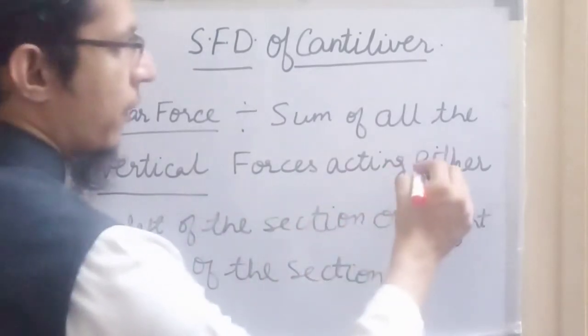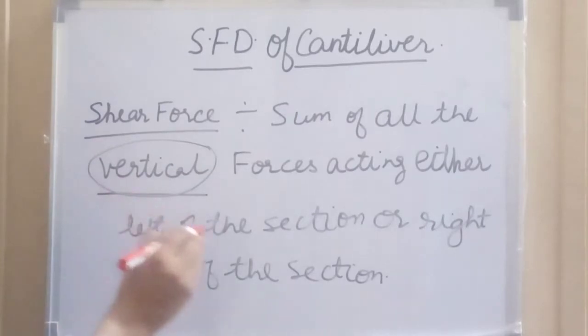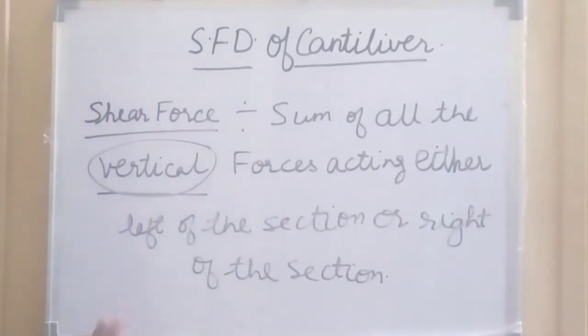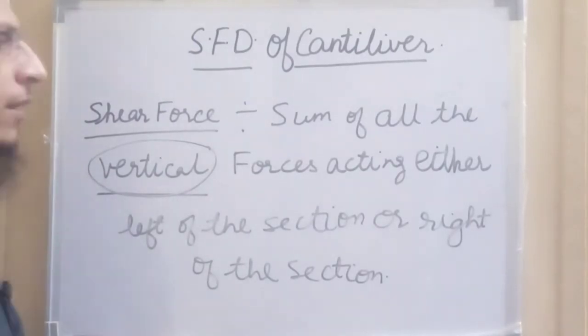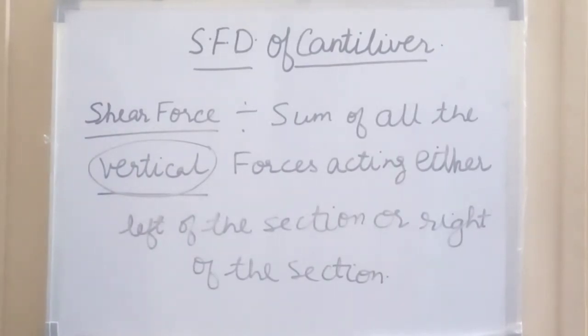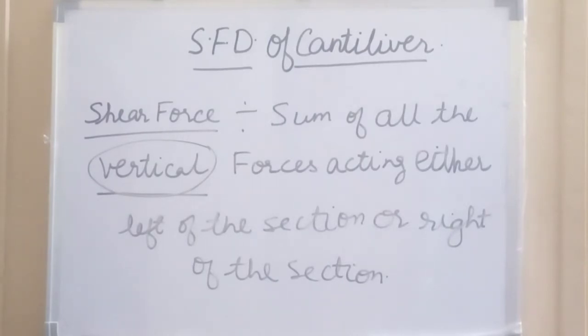So we have to consider all the vertical forces acting either left of the section or right of the section. Any one we have to choose, and sum all the vertical forces algebraically to get the shear force at that section. So how will this definition help us in finding the shear force acting on a cantilever? We will discuss this.